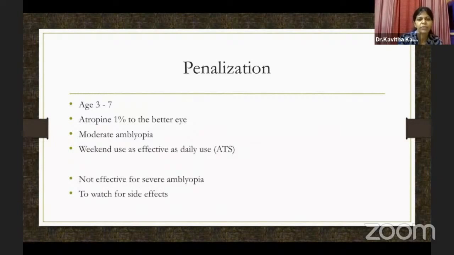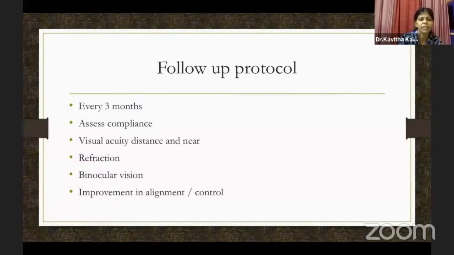So follow-up protocol: when you follow up children with amblyopia, every 3 months if they are young, every visit you have to assess compliance by questioning, and by questioning directly sometimes the patient. Visual acuity has to be measured every time for distance as well as near, because near improves faster. And refraction every 6 months at least, to check for no change in the refraction. Binocular vision has to be measured whenever indicated because binocular vision is also improved in amblyopia treated. There is an improvement in the alignment and sometimes the control, if the deviation of the strabismus was intermittent.